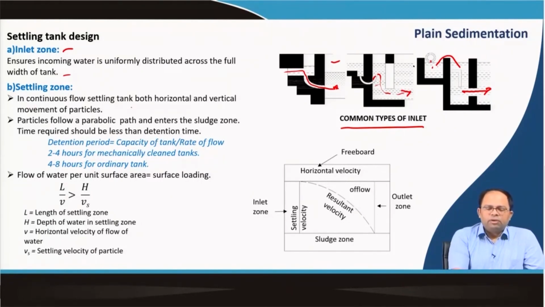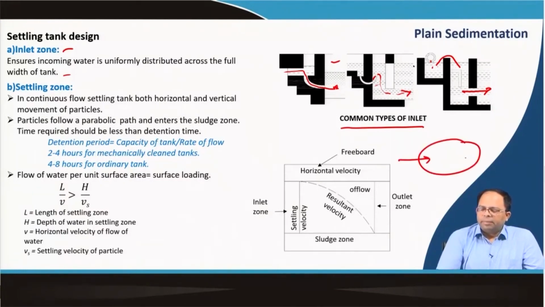Then the next part is the settling zone. In a continuous flow settling tank, that means there is a tank, water is continuously coming in and continuously going out. So, we design the volume of the tank based on the time for which we want to detain that water. If I want to detain water for 2 hours, whatever water comes within the 2 hour period should be the capacity of the tank.